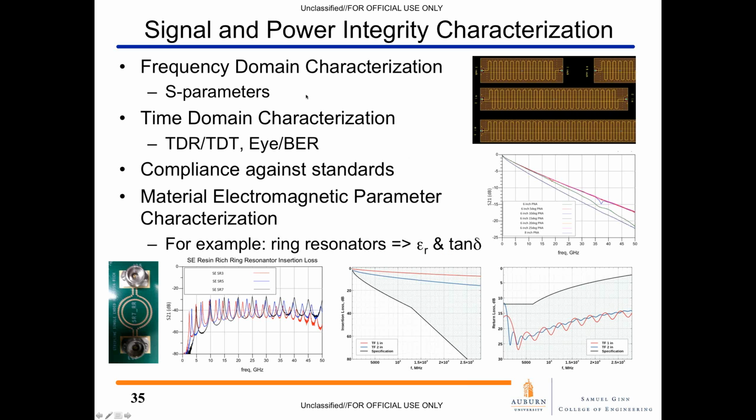In terms of the signal integrity characterization, we deal with a complementary set of frequency domain characterization techniques and time domain characterization techniques. On the next couple of slides, I'll go into more detail with those. But we also are looking at compliance against standards for these systems, and we can also use some of these same techniques to extract materials' electromagnetic parameters. Just as an example, we can use a ring resonator to pull out the complex dielectric constant to give us the permittivity and the loss tangent for these materials, as well as if you use a microstrip material, whatever that system is exposed to, you can characterize it as well.